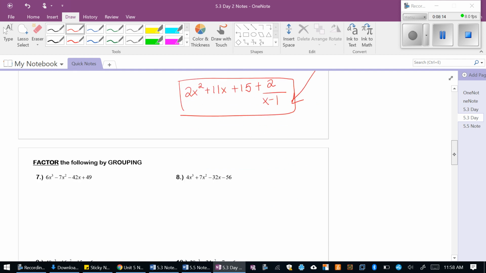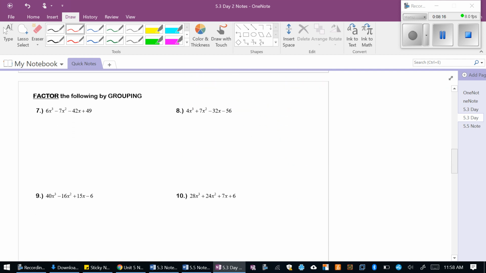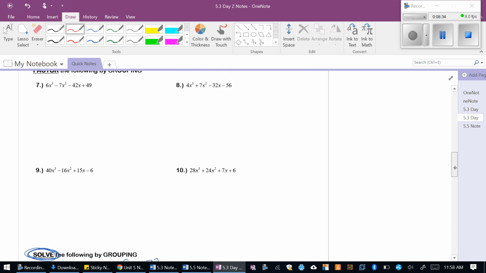The next part of the video is going to be review skills. So one will be factor by grouping, and the other one will be solving by grouping. If you feel comfortable with both of these skills, then go ahead and move on to the practice for today. If you don't feel comfortable, I'm going to go ahead and work through a few examples of each of these.